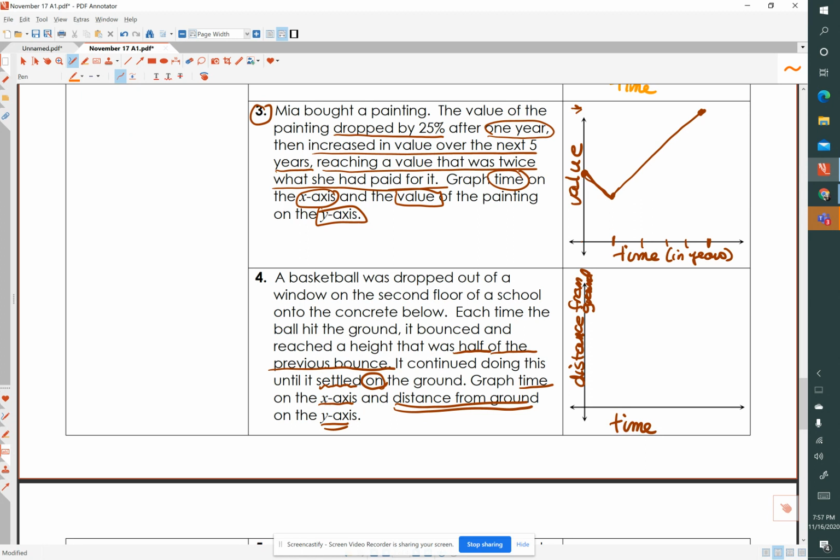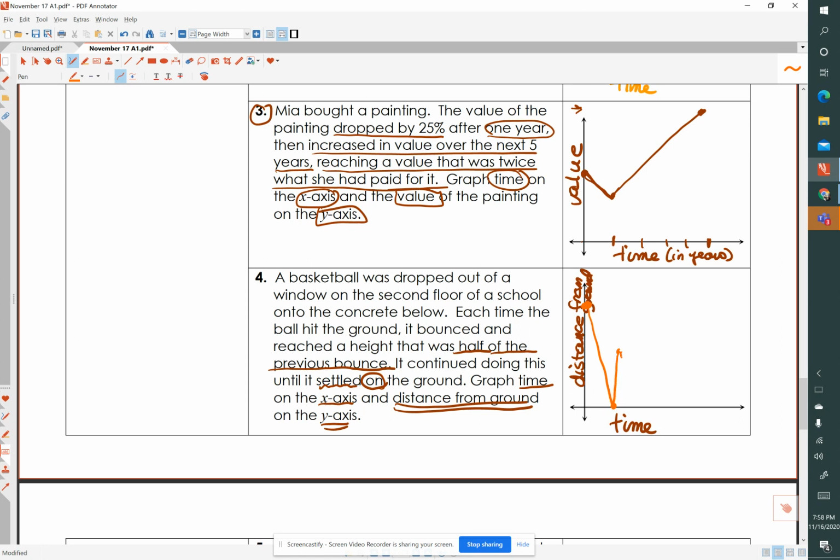What does this ball do? It's dropped from the second floor of the school window. We'll start right there. It does hit the ground. I mean, there's no way this ball didn't hit the ground when it was dropped. But then it reached a height that was half of the previous. So I need something halfway from here to here. We have very little information on time, but we do know that time passes. So halfway would be about here.